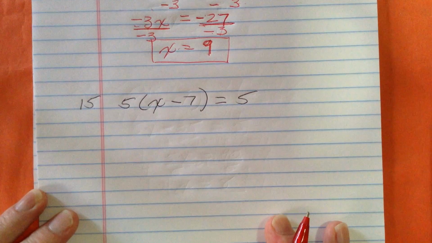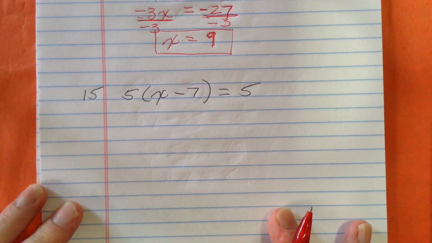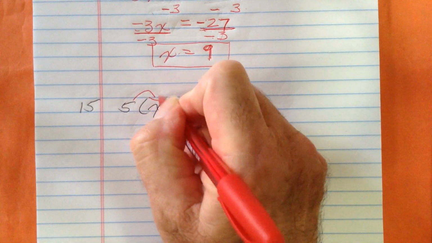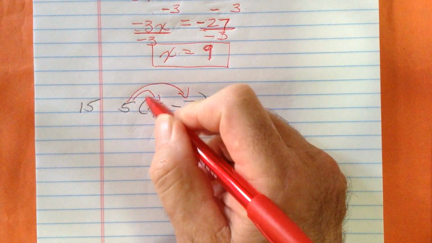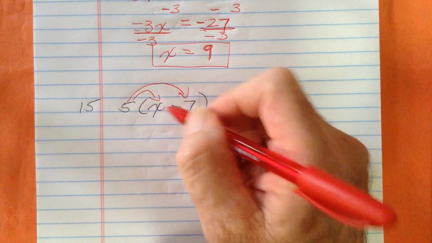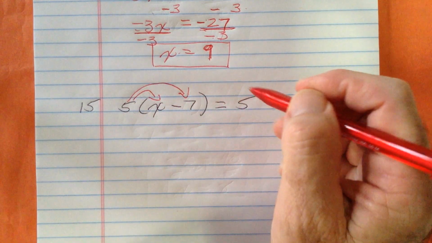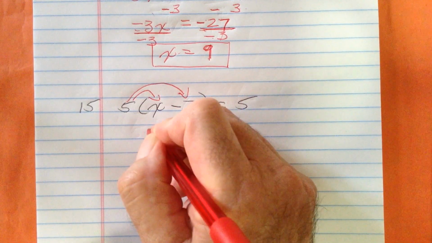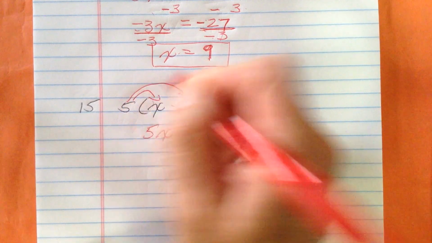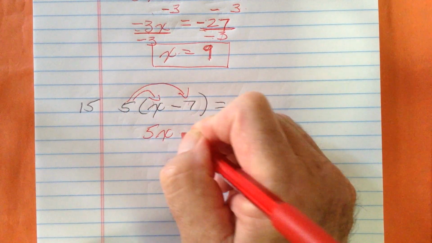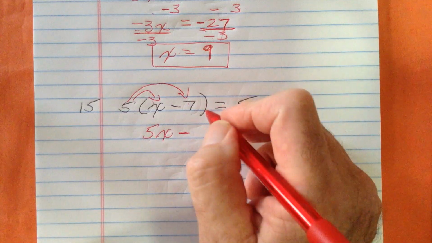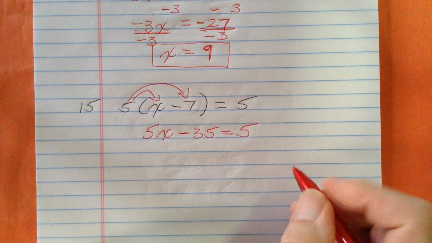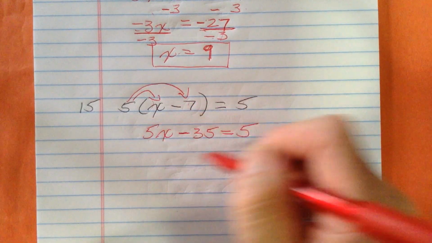Okay, here's another one just like it. Number 15 from the book. Now remember, these are from the book. Here again, I got to do the distributive. I got 5 times x minus 7 equals 5. So I got to distribute that 5 here. So if I go 5 times x, then 5 times negative 7, that would be negative 35 equals 5.